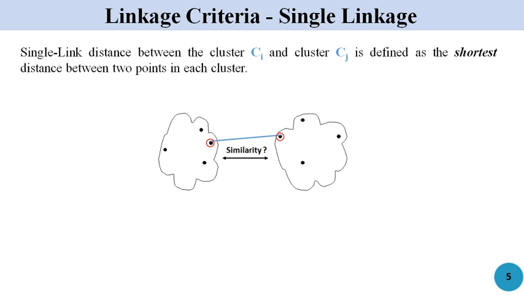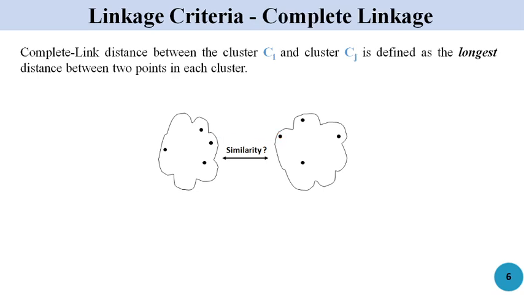The next linkage criteria is the complete linkage, which defines the distance between two clusters Ci and Cj as the longest distance between 2 points in each cluster. So, if we consider this representation of clusters, then we see that the points which are marked in red are the ones which are at the longest distance from one another. So the distance between these 2 points can be considered as the distance between the clusters.